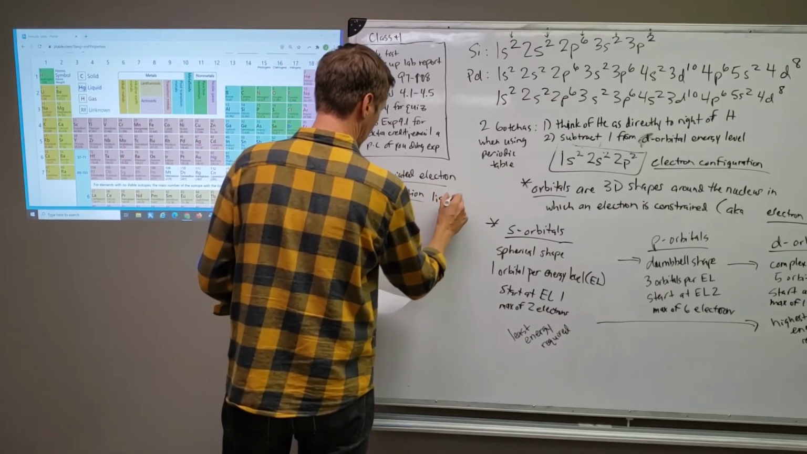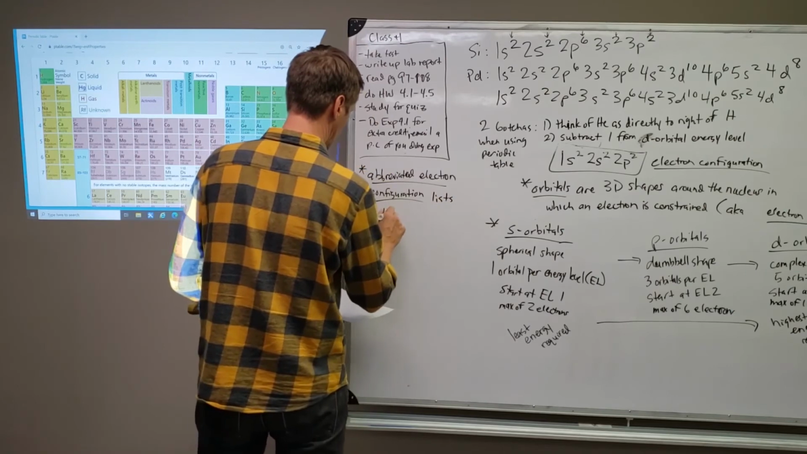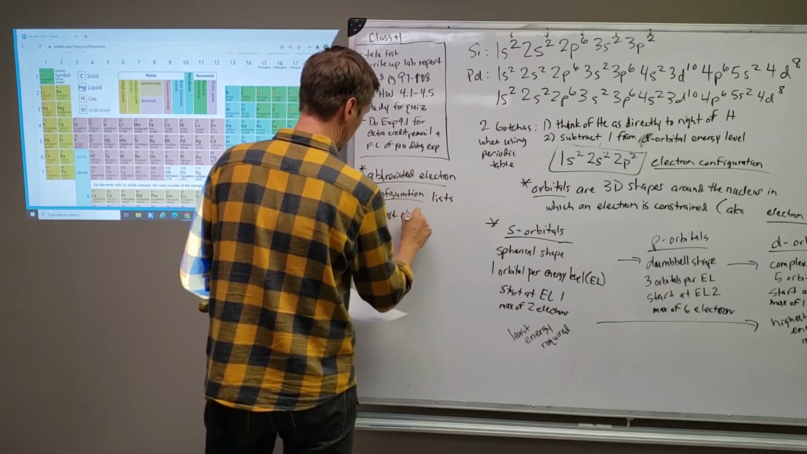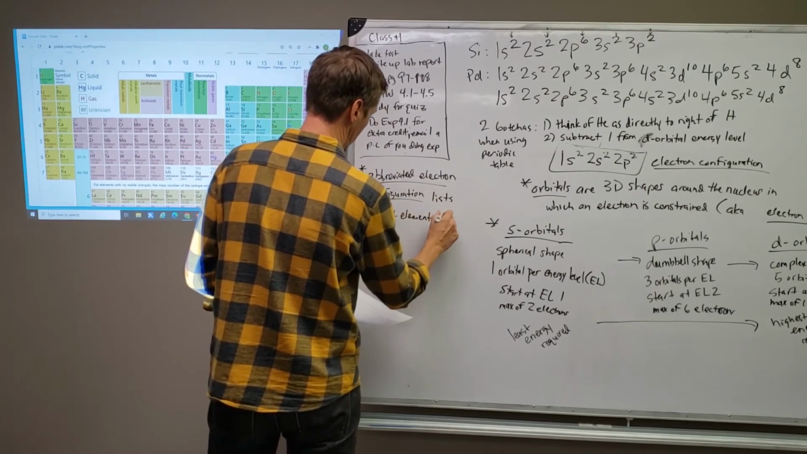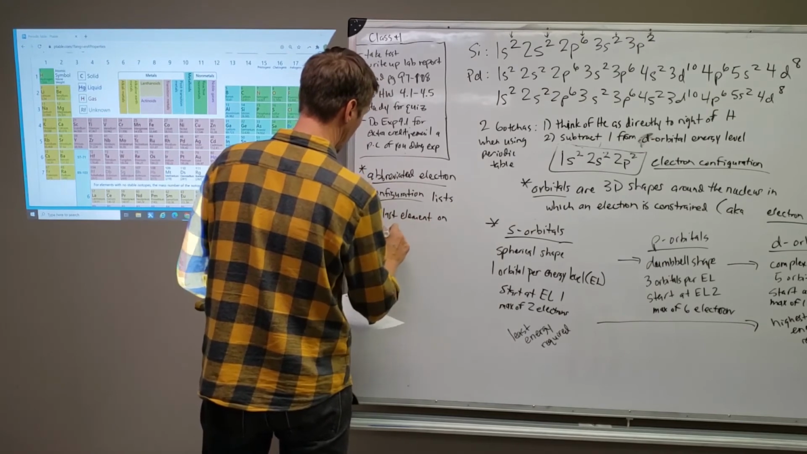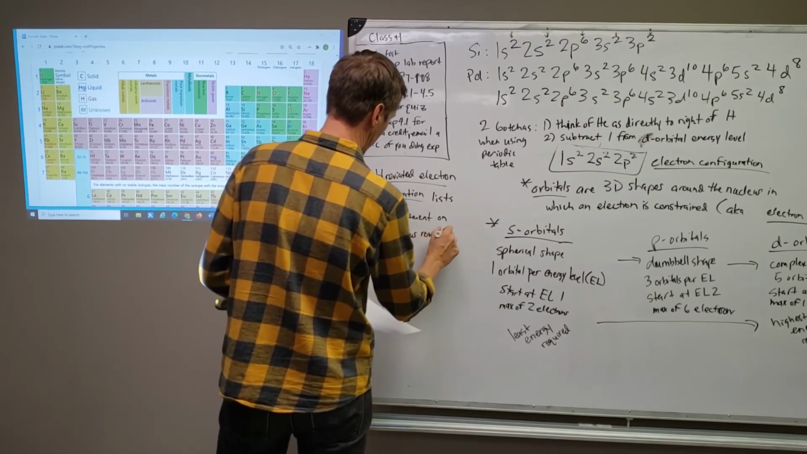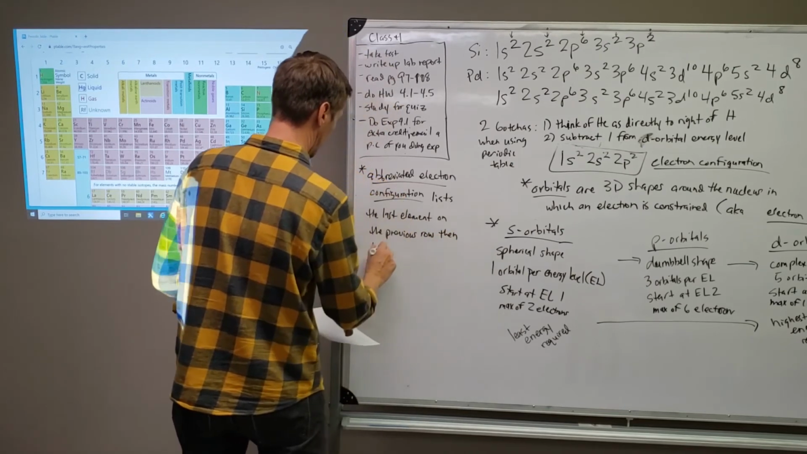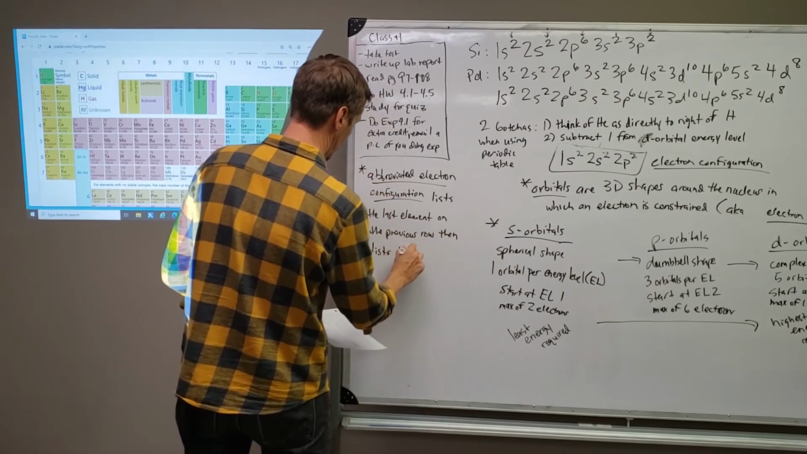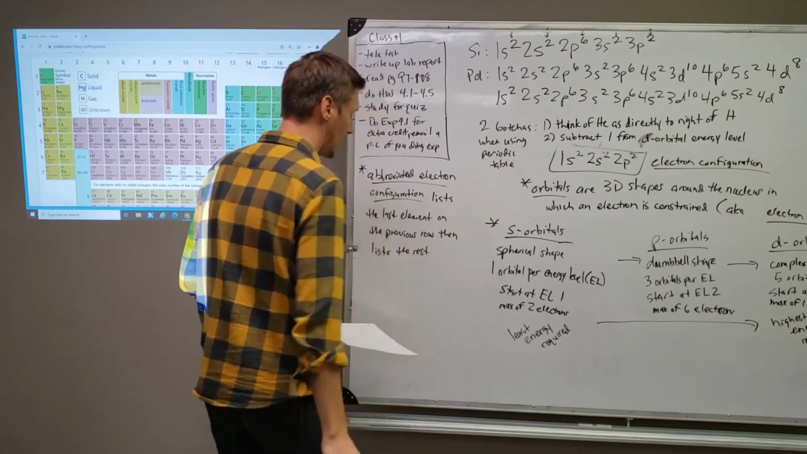It lists the last element on the previous row, then lists the rest. All right, what does that mean?